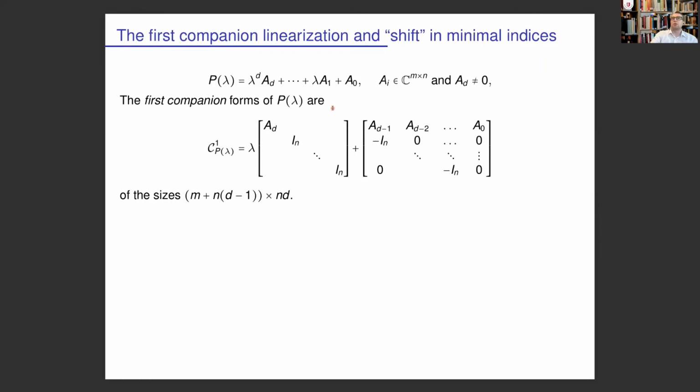If you've never seen this linearization of the first companion form, you might be surprised, but maybe you've been using it without knowing. For example, if you use MATLAB or many other software tools for finding roots of a polynomial, then what MATLAB does is convert the polynomial to this companion form and compute the eigenvalues of the corresponding matrix. So this is a very common tool to deal with polynomials, both matrix polynomials and scalar polynomials.